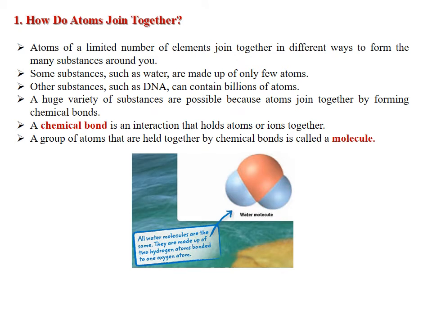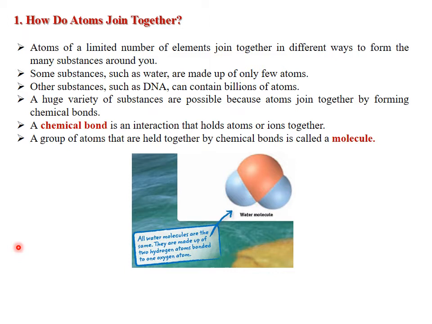First of all, let us start our lesson by learning how atoms join together. Atoms of a limited number of elements join together in different ways to form the many substances around you. Some substances, such as water, are made up of only a few atoms. Other substances, such as DNA, can contain billions of atoms. A huge variety of substances are possible because atoms join together by forming chemical bonds.